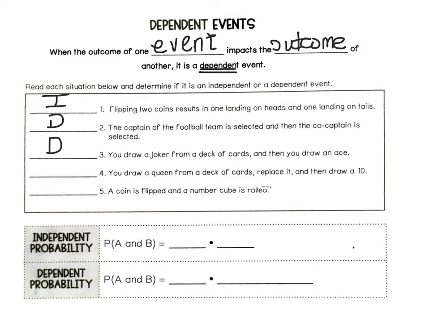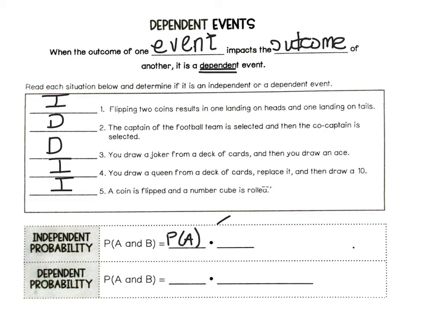You draw a joker from a deck of cards, then you draw an ace. Well, the joker's out of 52 cards and the ace is out of 51. So those are dependent. You draw a queen from a deck of cards, replace it, and then draw a 10. So that's independent because you put it back in. And a coin is flipped and a number cube is rolled. They have nothing to do with each other. You don't change the odds.